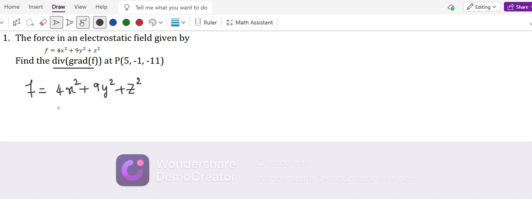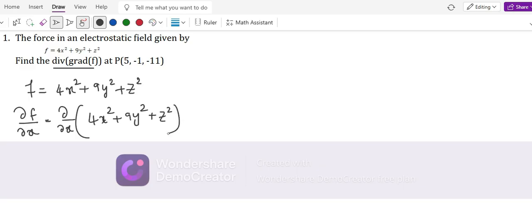To calculate the gradient of F, first we need to calculate the partial derivatives of F with respect to x, y and z. So let us calculate the partial differentiation with respect to x. So here it is ∂/∂x of 4x² + 9y² + z².